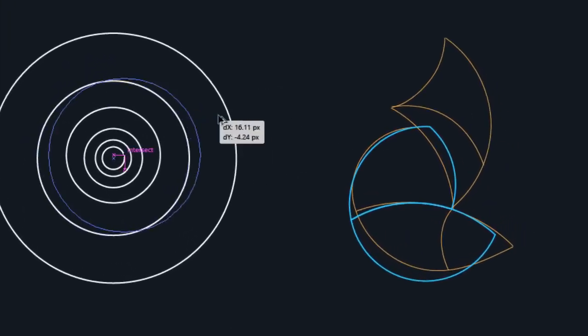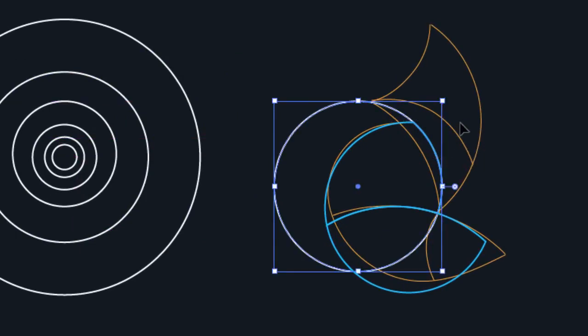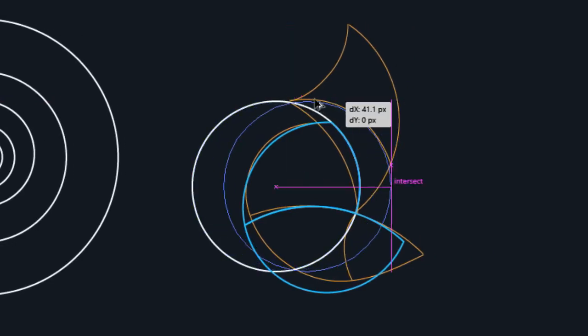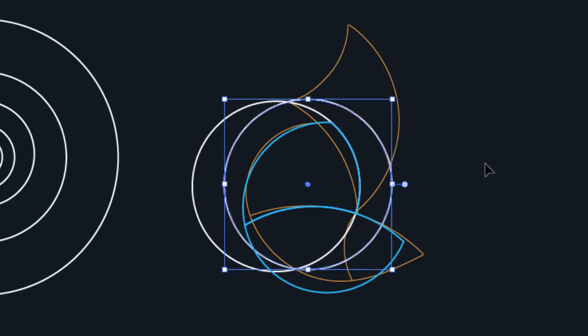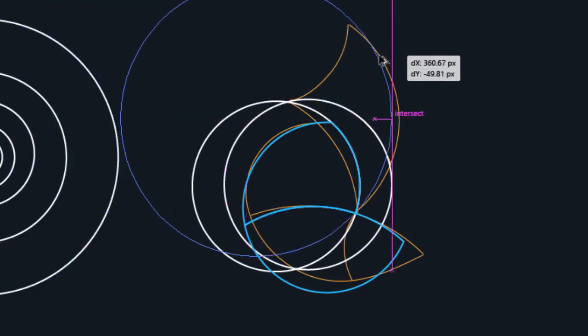Now, hold Alt and drag the circle and align it with the back part, from the neck side. Hold Alt and drag this circle and align it with this line. Hold Alt and drag the bigger circle and align it with this line. It's the back of the head.